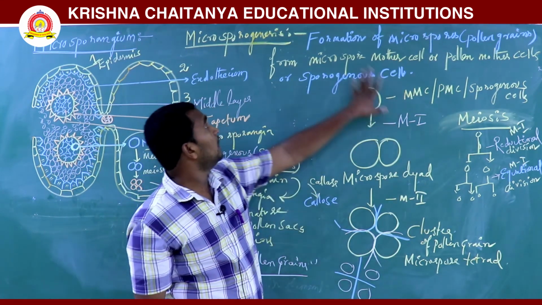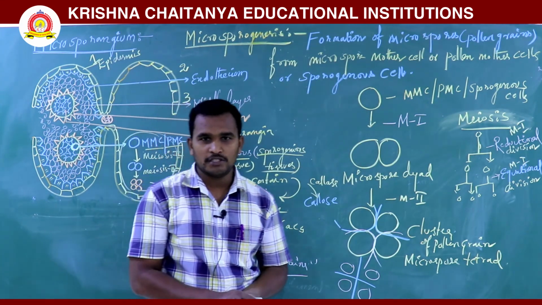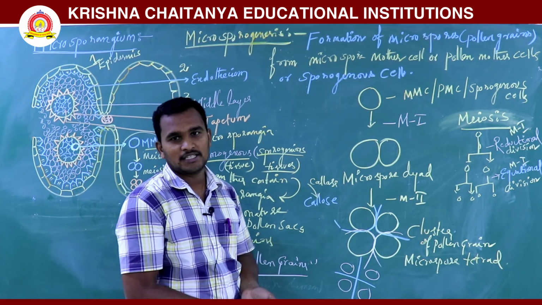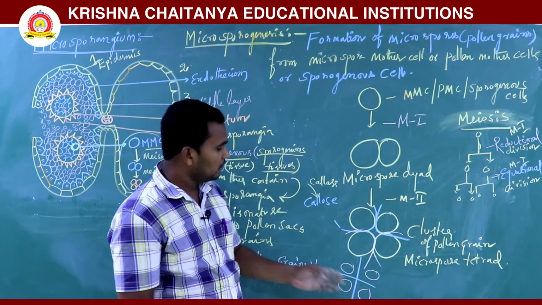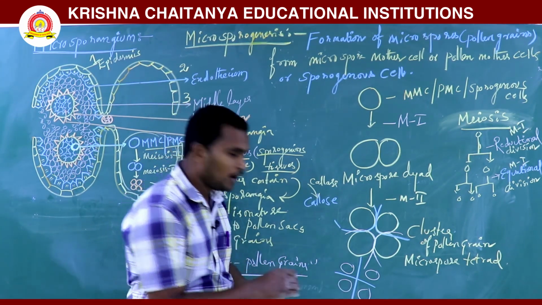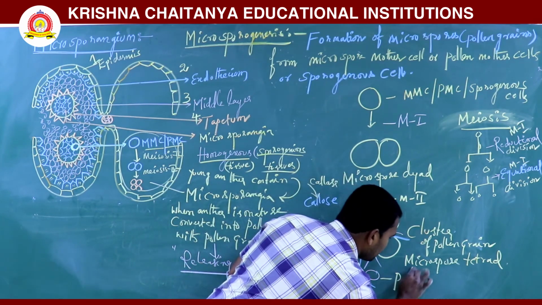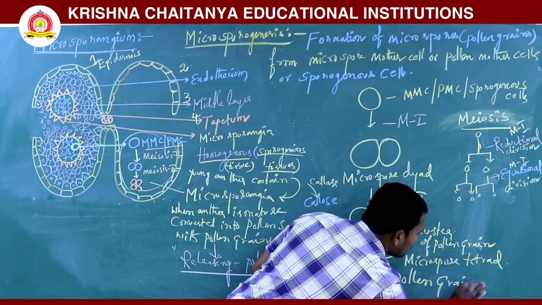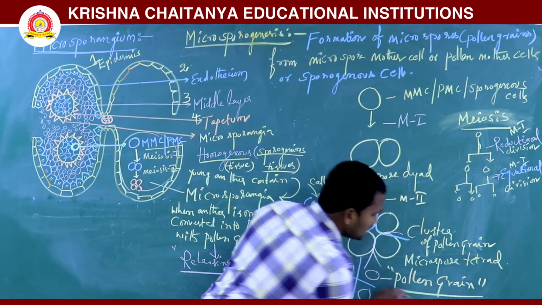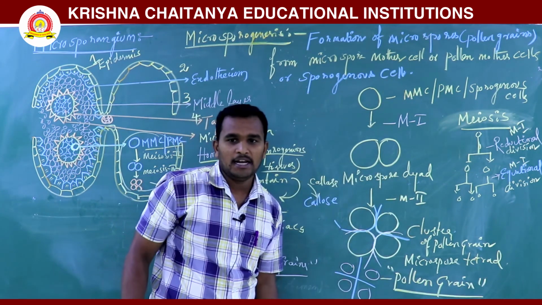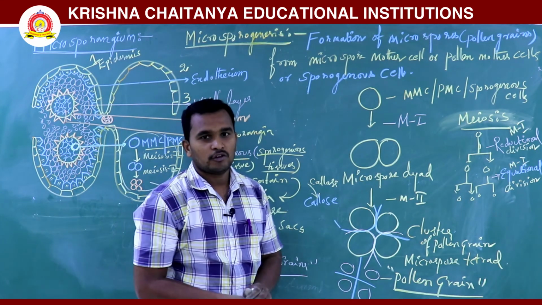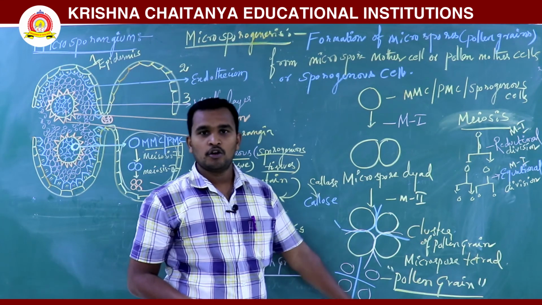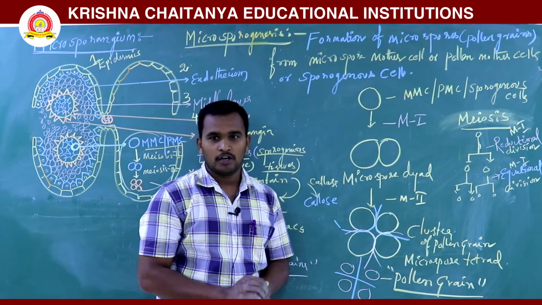So this is microsporogenesis. Next class we will discuss pollen grain, the formation of pollen grain. Tomorrow we will discuss what a pollen grain is and how it develops, the development of the male gametophyte, or development of pollen grains. Tomorrow we will discuss it. Okay, bye.